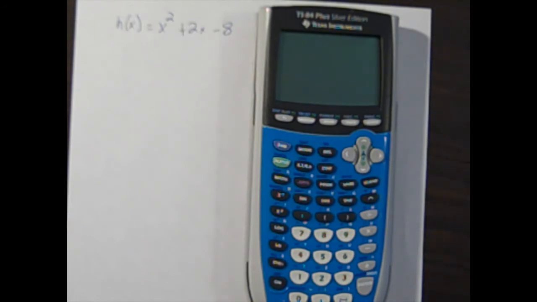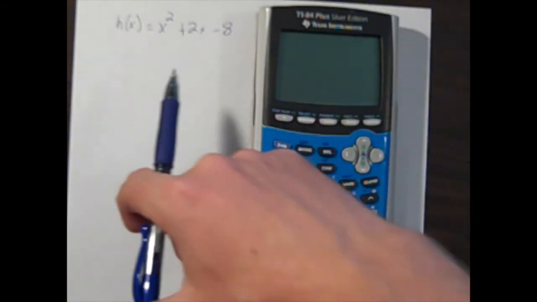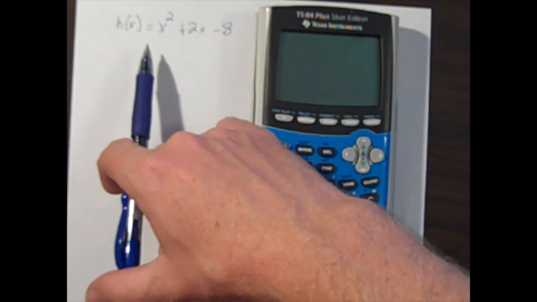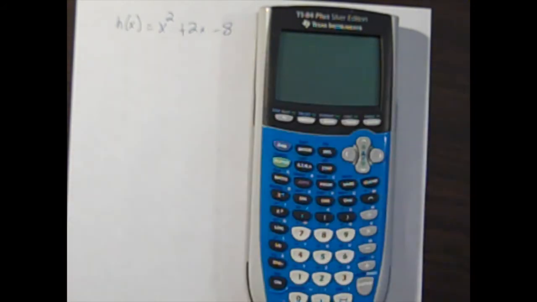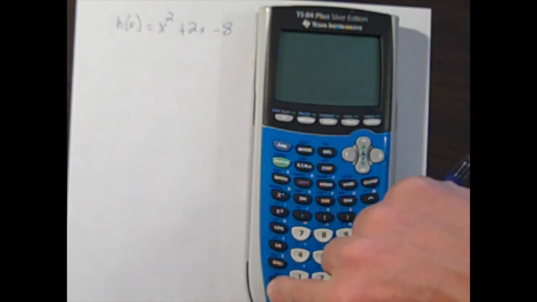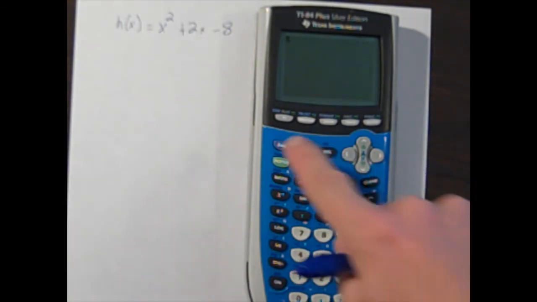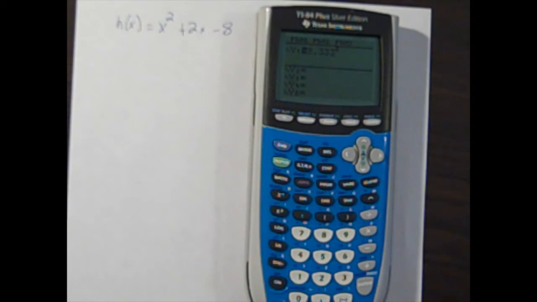Okay, right now we're working on finding the vertex. We're going to use our calculator to do this one. Now here is our quadratic function: h of x equals x squared plus 2x minus 8. Okay, so I'm going to turn on my calculator, and I'm going to go right to the y equals screen right here. So it should look like that.